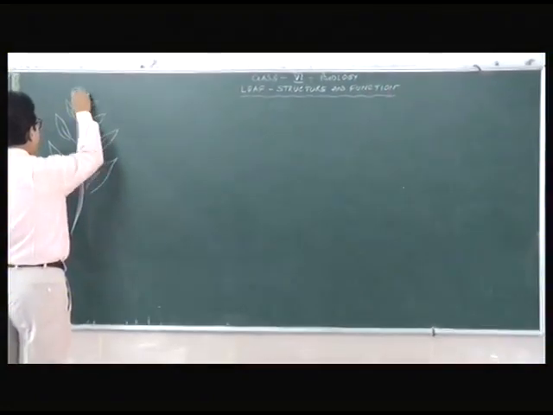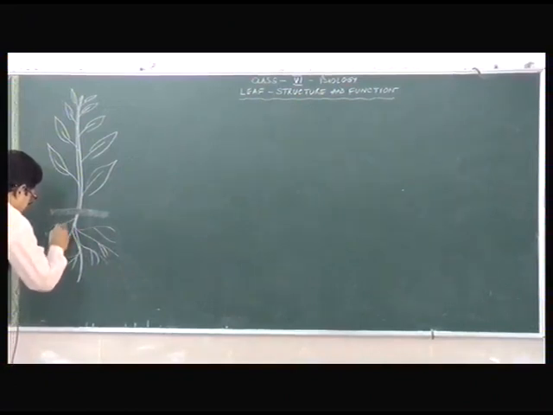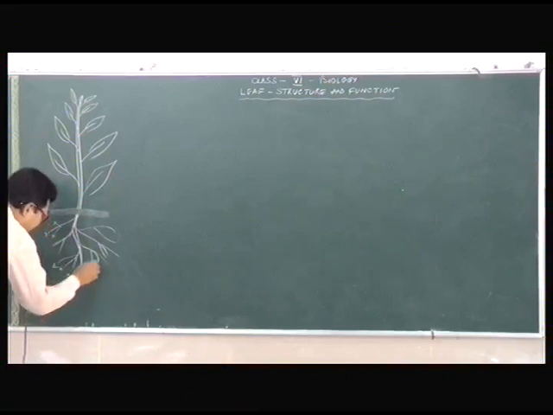If we are given a specimen, we see there are two main parts of the plant body. We have the shoot system and the root system. Shoot system is the aerial part and root system is the underground part. This is the underground root system. And this is the aerial shoot system.